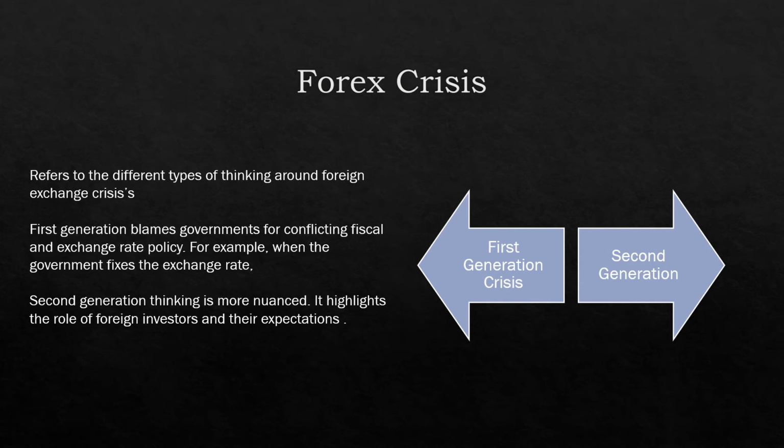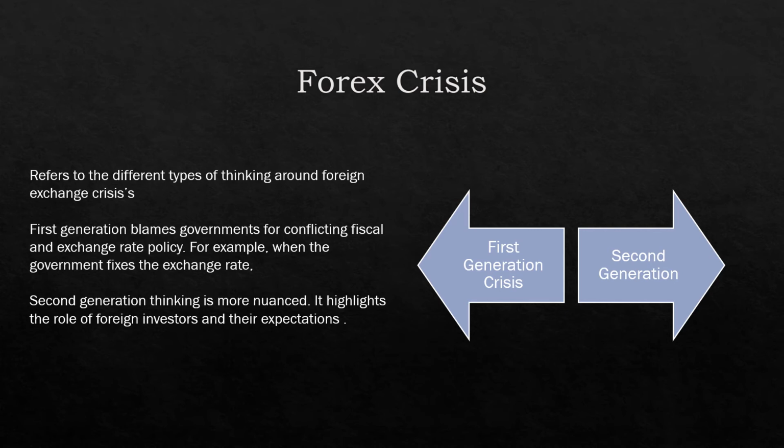Forex crisis. The funny thing is, the international audience might not know as acutely as Nigerians the effects of a forex crisis. Man, that thing is painful. When you have a foreign exchange crisis, there are two types of thinking regarding it: first generation thinking and second generation thinking. The first generation thinking blames the governments for conflicting fiscal and exchange rate policy.